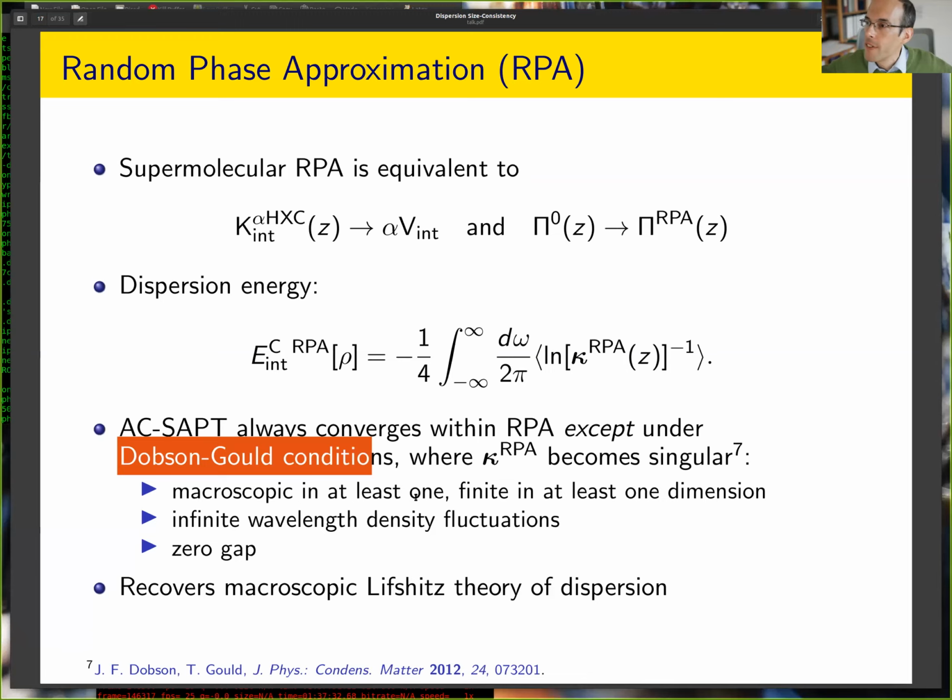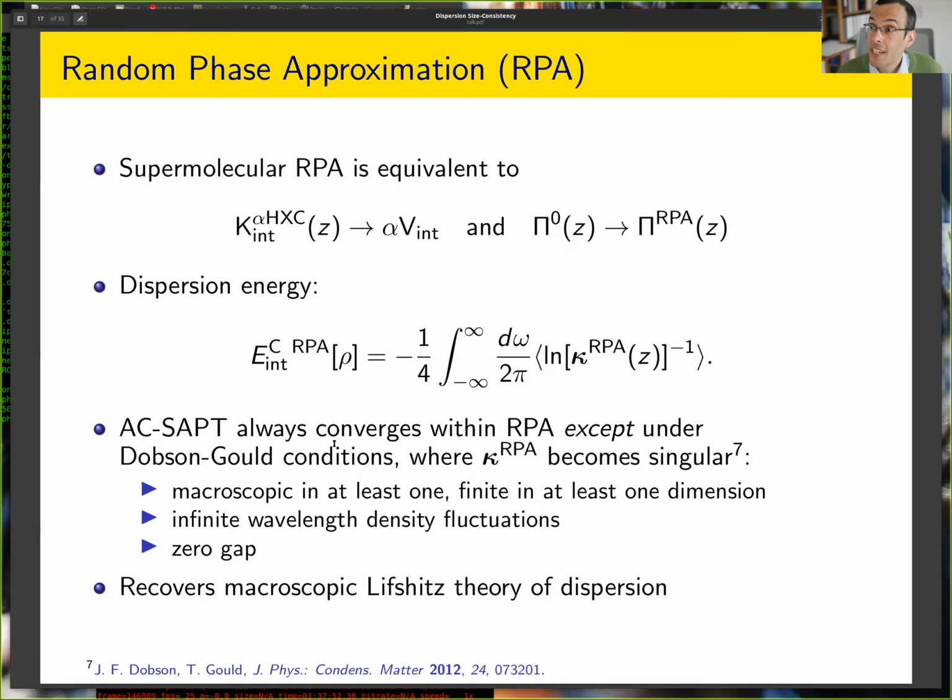So think of two metallic nanowires attracting each other, right? You must have infinite wavelength density fluctuations, okay? So some kind of Goldstone modes, and you need to have a zero gap. If these conditions are satisfied, then we actually believe that there is no perturbation expansion, and that's what gives rise to these odd power laws that Dobson discovered about 10 years ago, right? So there can be a situation where perturbation theory doesn't converge for physical reasons, and that is reflected here.